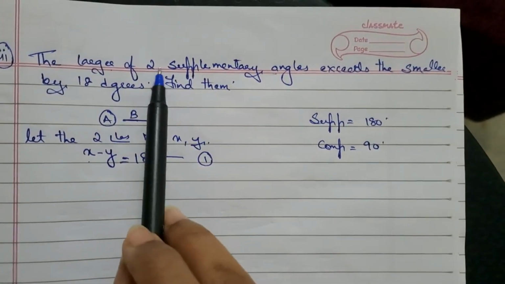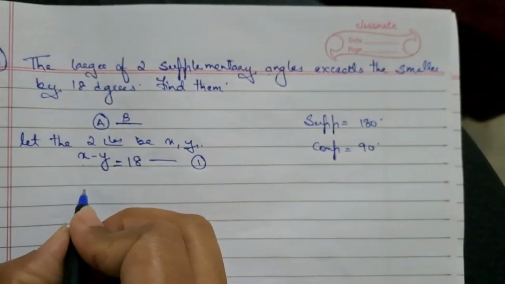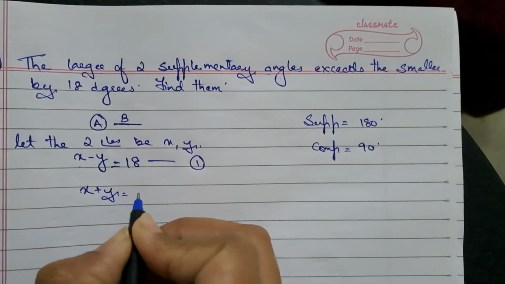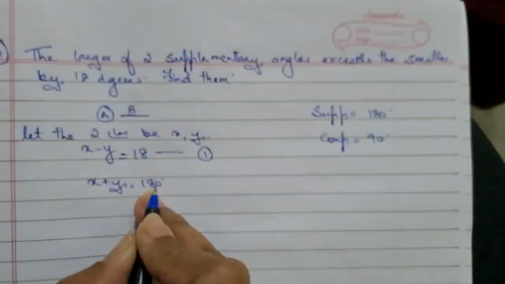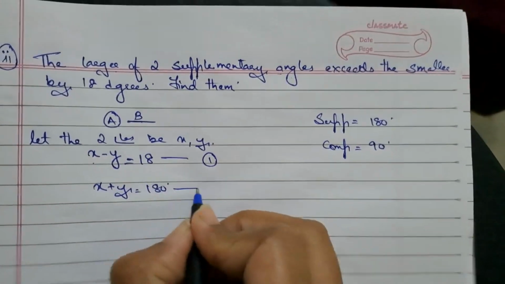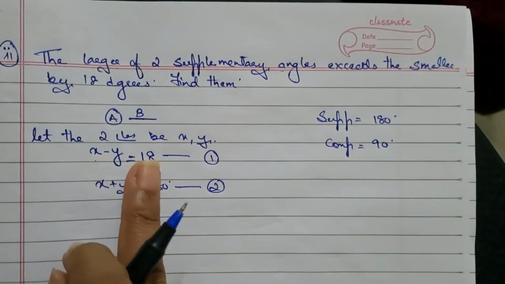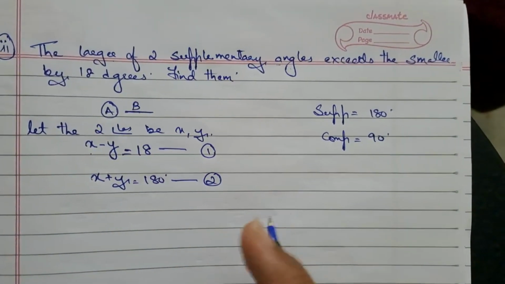But I know he said that there are two supplementary angles. That means angle x plus angle y is equal to 180 degrees, isn't it? When I add them together, they are becoming 180 degrees. So this becomes my equation 2. Now using equation 1, I'll start doing the substitution method again.